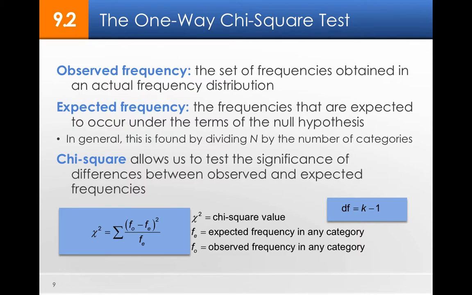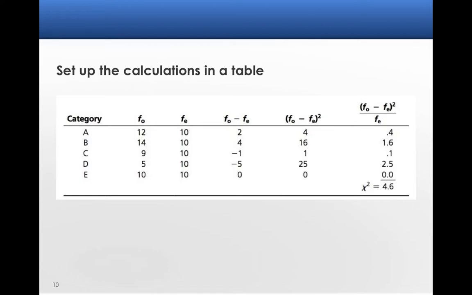Chi-squared, that's the italic looking X, is equal to the sum of the observed frequency minus the expected frequency, squared, over the expected frequency. Let's set it up as a table. FO is our observed frequencies and FE are our expected frequencies. We subtract them and square them, then divide that by the expected frequency. In this case, we get a chi-square of 4.6.